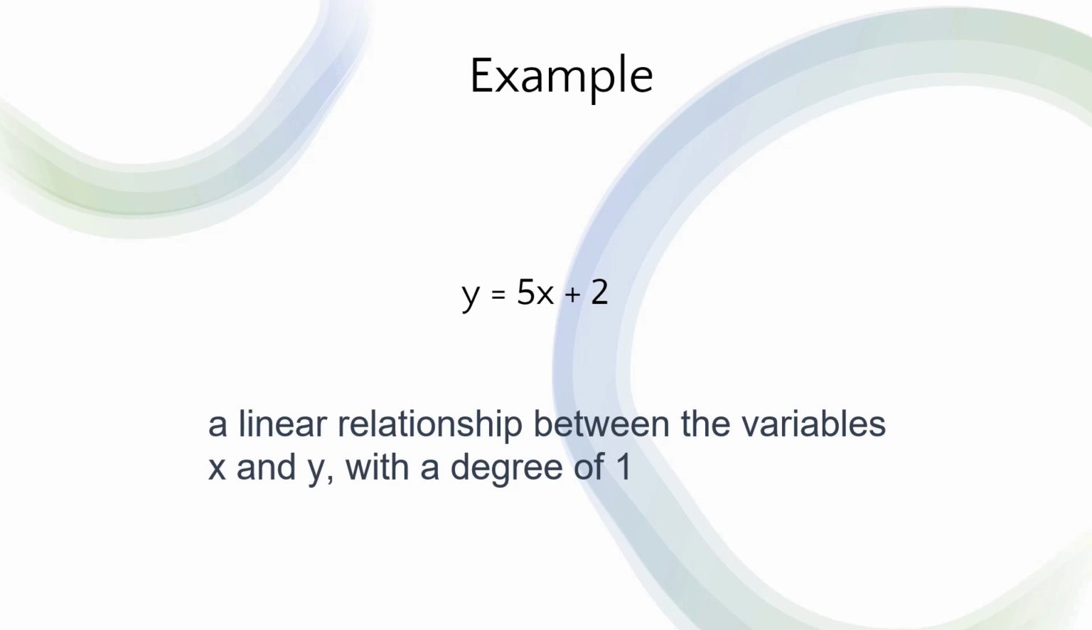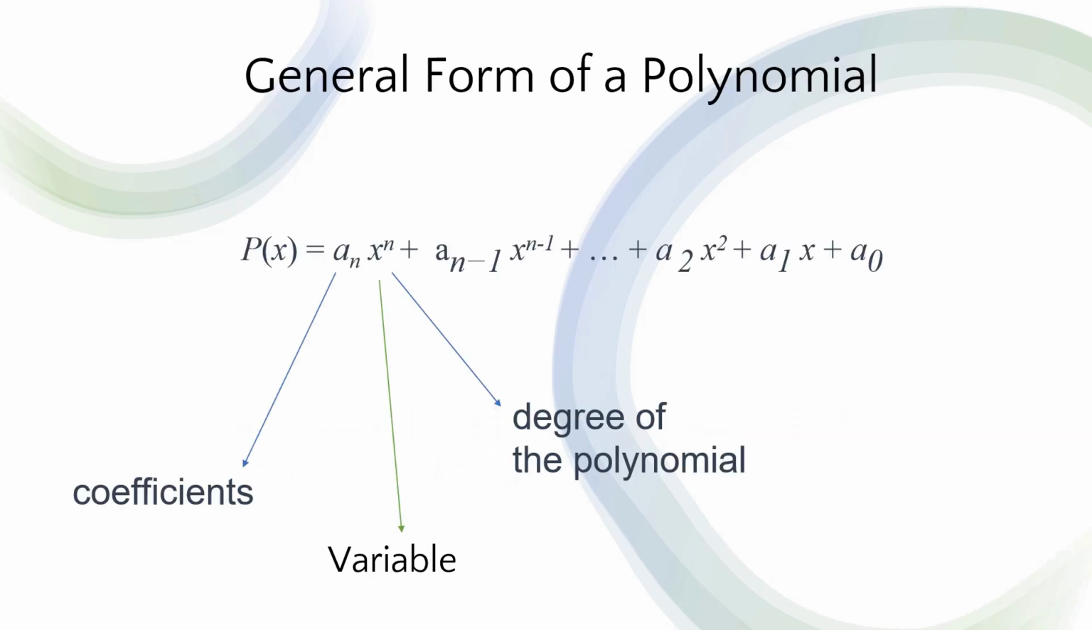It's a simple and common form of a polynomial, and we will be exploring more complex polynomial expressions and their applications as we progress in the course. The general form of a polynomial looks like this. P of x equals a sub n times x to the power of n plus a sub n minus 1 times x to the power of n minus 1 plus a sub 2 times x squared plus a sub 1 times x plus a sub 0, where p of x is the polynomial function.